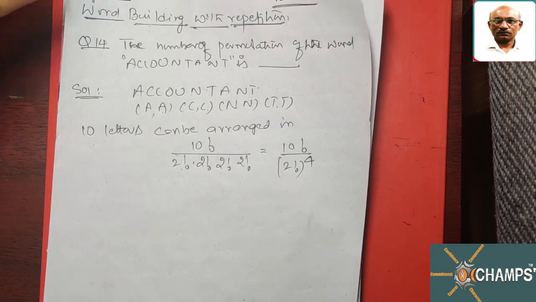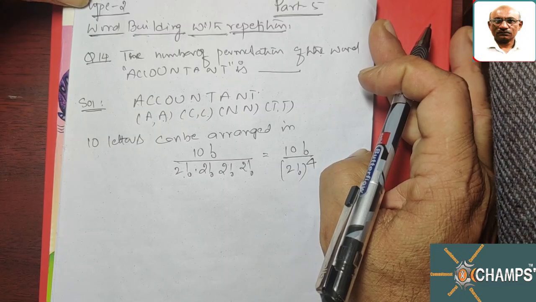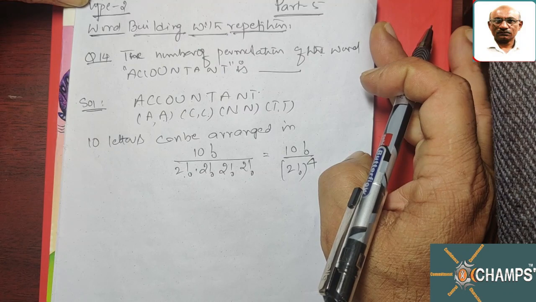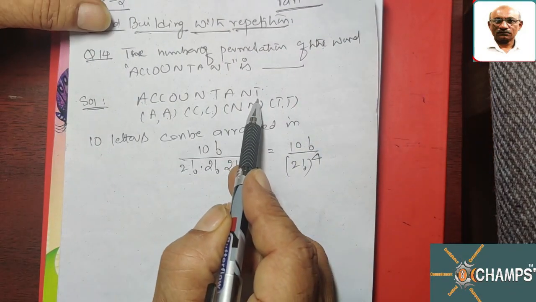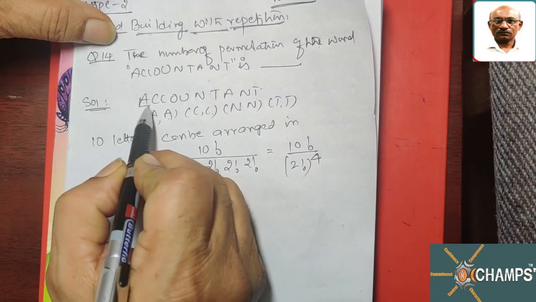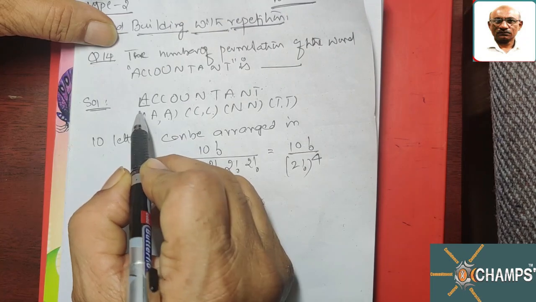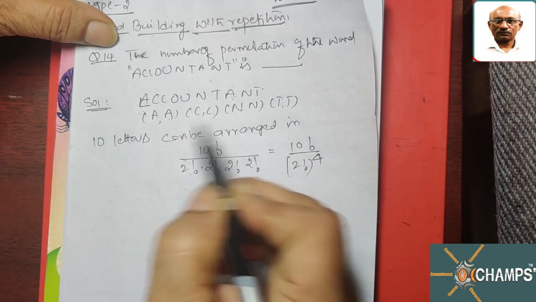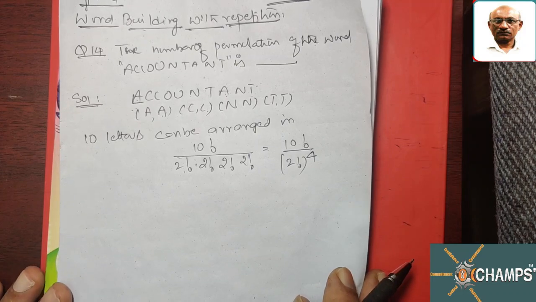Look at the concept once again. Now consider the given word accountant. In the word accountant, A is repeated 2 times, C is repeated 2 times, N is repeated 2 times, T is repeated 2 times. Now when you are arranging the letters of the word accountant, look at the first place, A you have, and A is at 2 places. Which A you are keeping first, which A you are keeping next will not make any difference. It means certain words are double counted. How to eliminate the double counting?